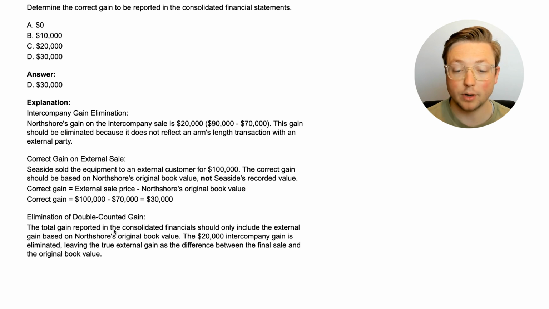The total gain reported in the consolidated financials should only include the external gain based on North Shore's original book value. The $20,000 intercompany gain is eliminated, leaving the true external gain as the difference between the final sale and the original book value. So again, remember in these situations, when there's any kind of equipment sale or things like that where there's an original cost, as far as the intercompany profit, that's eliminated. And then when you sell it to an external customer, you use the original cost, not the cost when it was sold intercompany. Let's go to the next question.